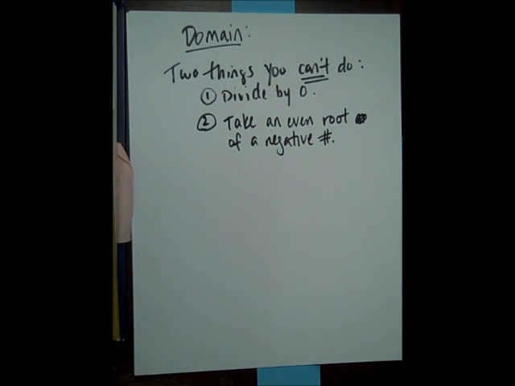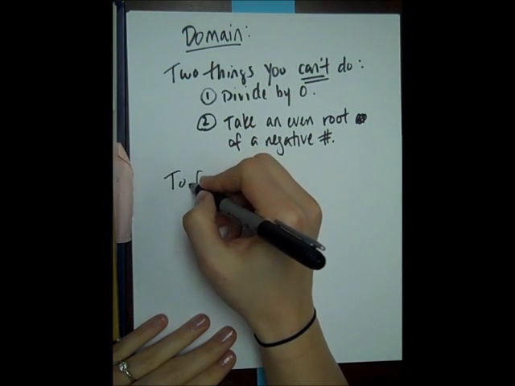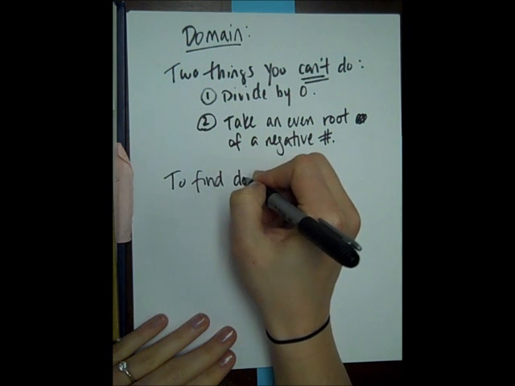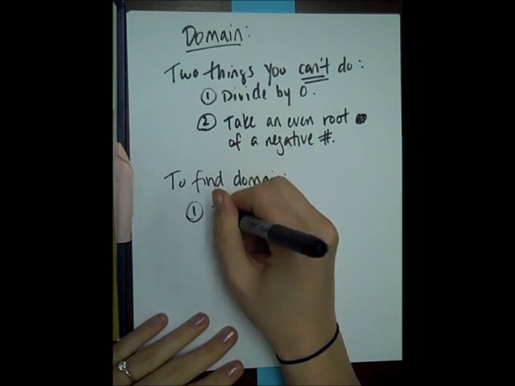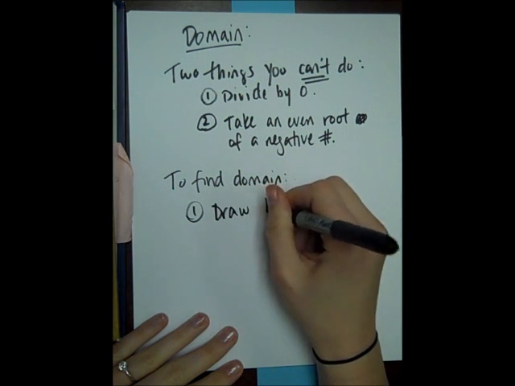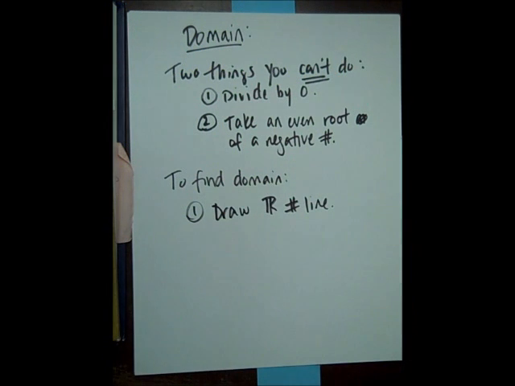So how you find the domain of a function is by using these two ideas. So we'll do some steps here. So to find domain, first thing you're going to do is draw the number line. So draw the real number line.